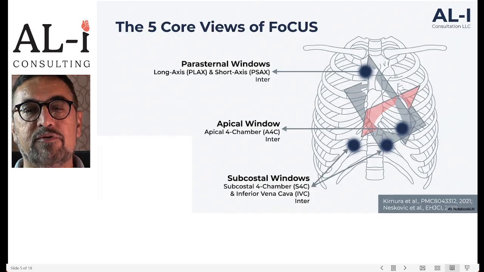There are 5 core views of focus. The core focused cardiac views are parasternal long axis, parasternal short axis, apical 4-chamber view, subcostal 4-chamber view, and usually the subcostal IVC view. For this session, I want the residents to focus on mastering acquisition first. If you can consistently obtain these windows, interpreting them becomes more reliable.